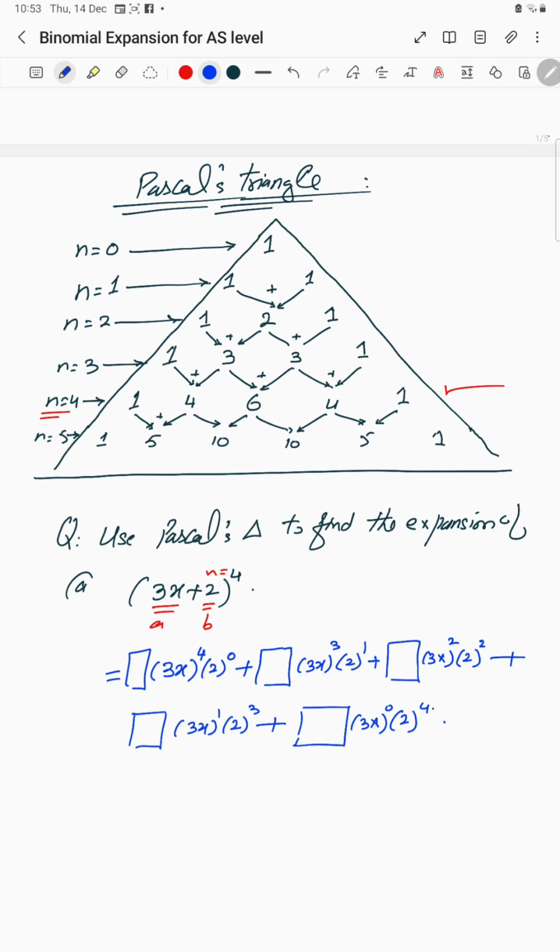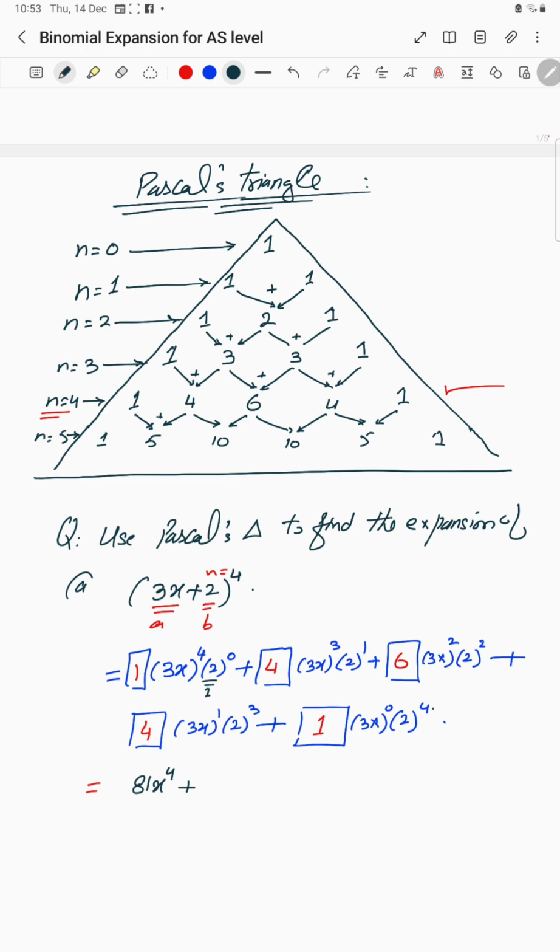Now we need to think about the coefficient. As from the Pascal triangle, we know with the power when n is 4, the first is 1, and here it is 4, here it will be 6, then 4, then 1. This will be the coefficient. We can expand it to simplify our results, like it will be 3 power 4 meaning 81 times 4, 2 power 0 meaning 1.